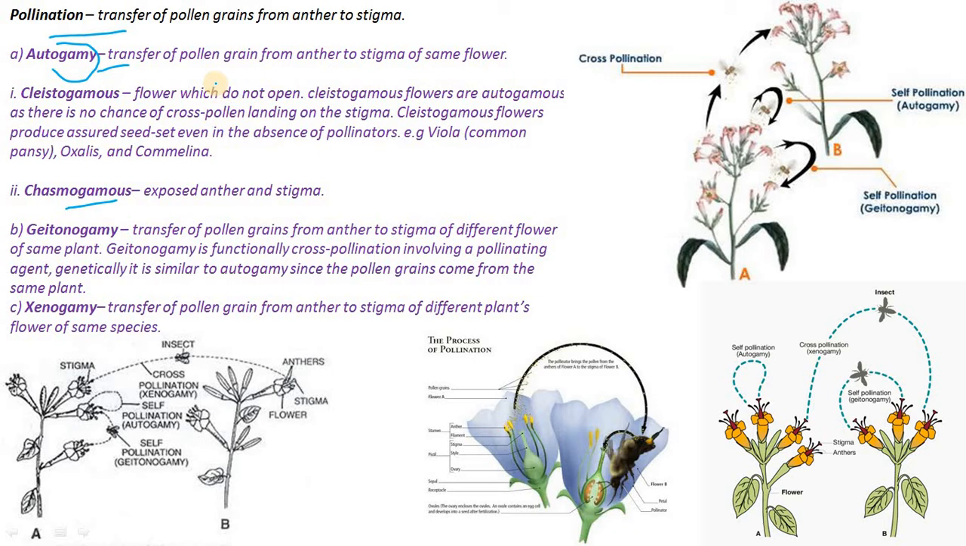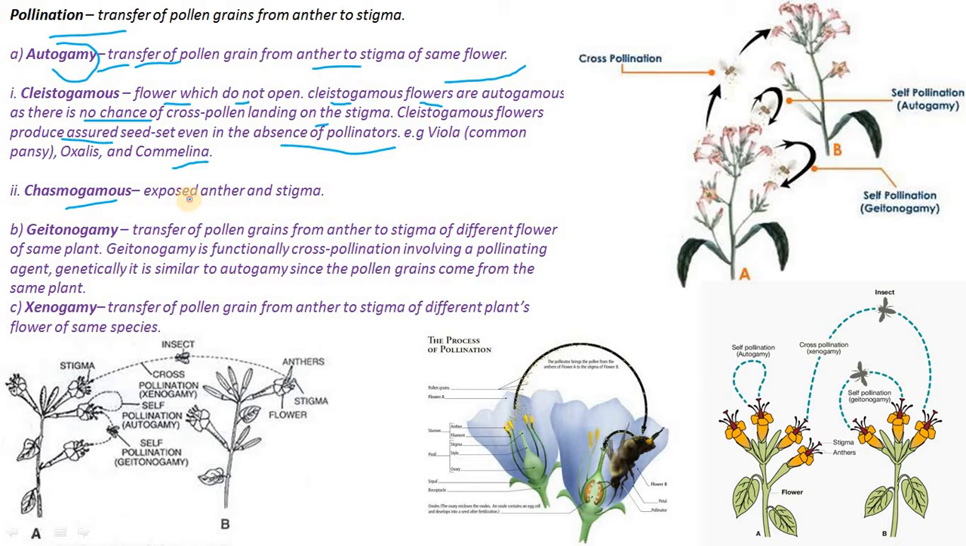Autogamy is divided into two groups. It is the transfer of pollen grains from the anther to stigma of the same flower. Cleistogamous means the flower does not open, and cleistogamous flowers are autogamous, as there is no chance of cross pollen landing on the stigma. Cleistogamous flowers produce assured seed set in the absence of pollinators. Examples are viola, the common pansy, oxalis, and camellia.